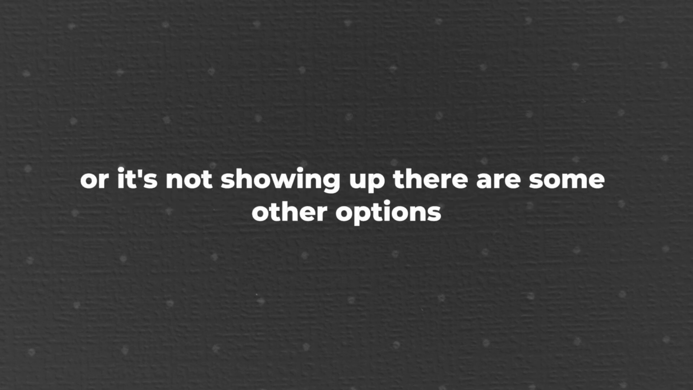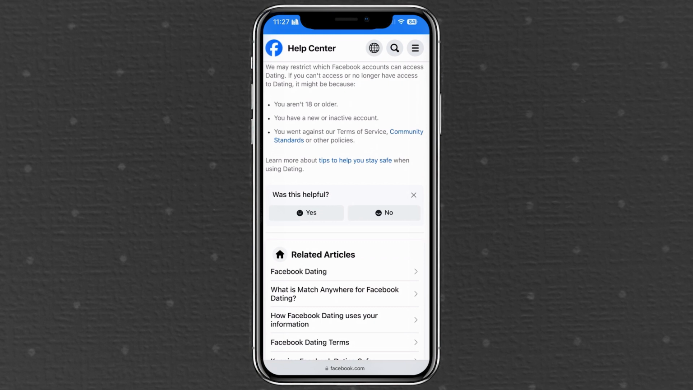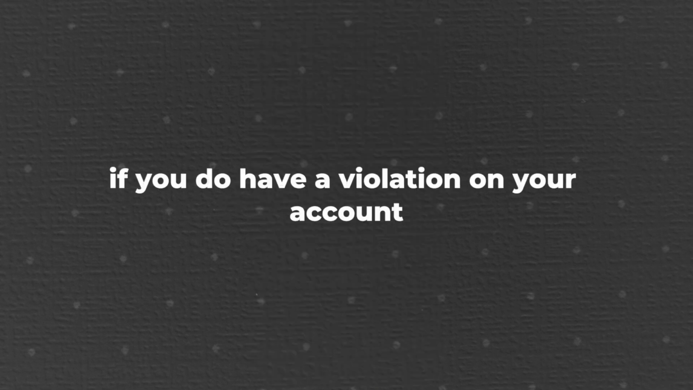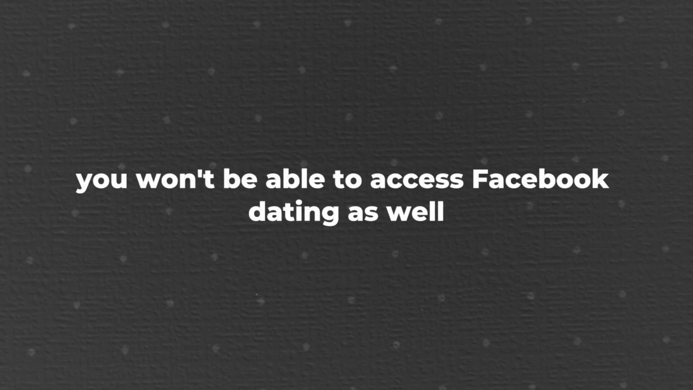Now, if you've done all of these and you still don't see the dating or it's not showing up, there are some other options. You can see at the very bottom here, it says, here we may restrict your account. Basically, if you aren't 18 years old, if you have a new or inactive account, or if you went against our terms of service or community guidelines or community standards. Now, keep in mind if you do have a violation on your account, then potentially you won't be able to access Facebook dating as well. So they do have the right to revoke that if you go against their terms of service.